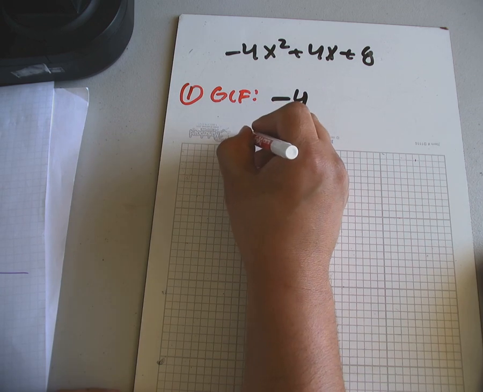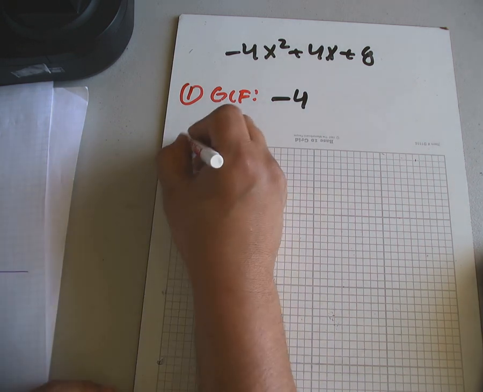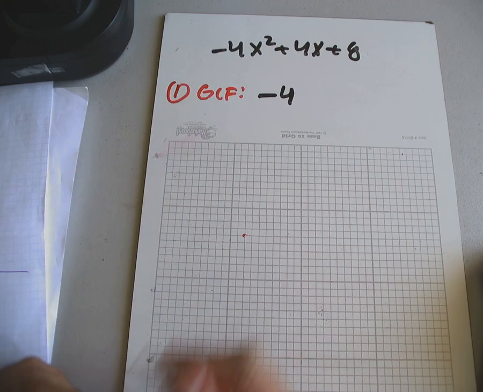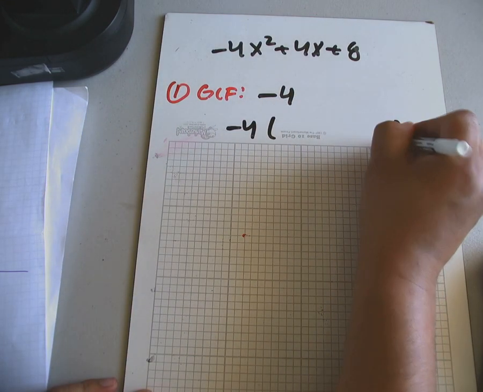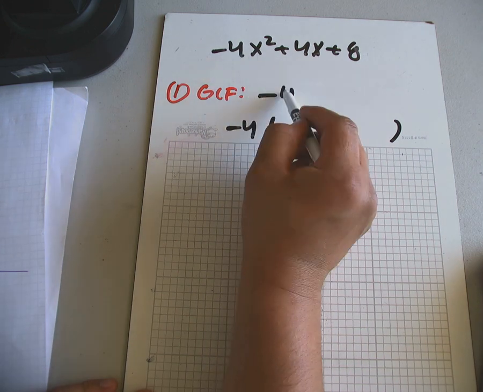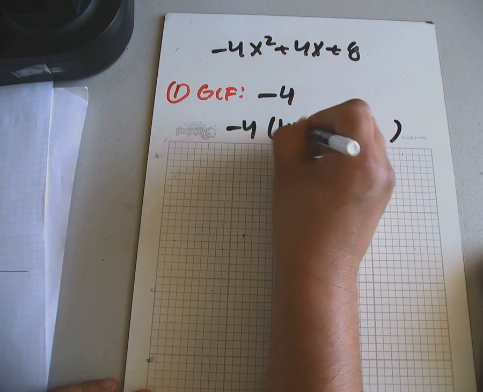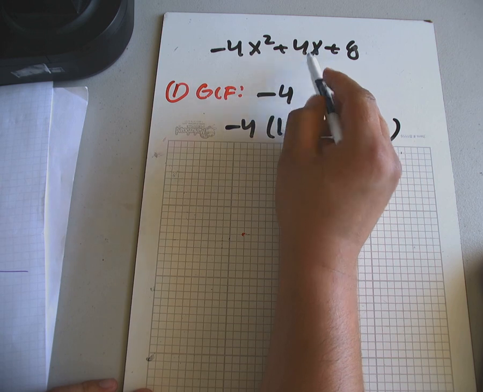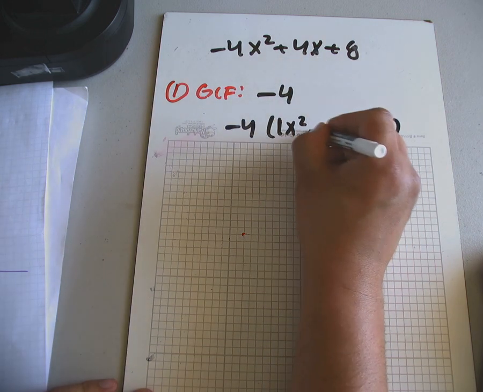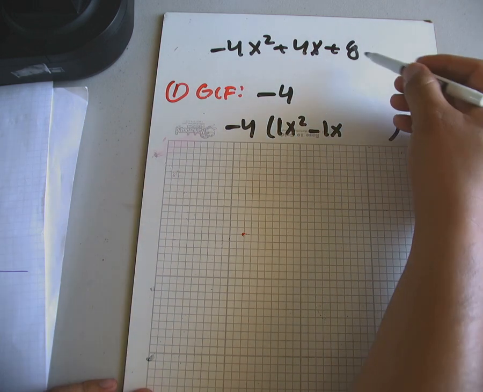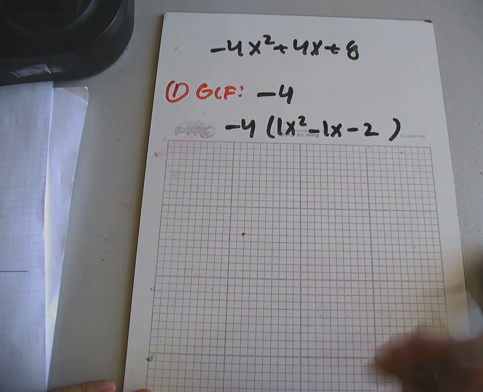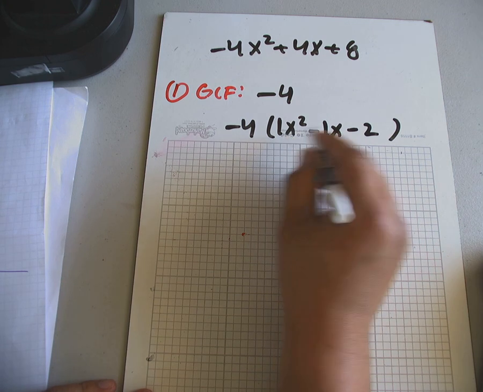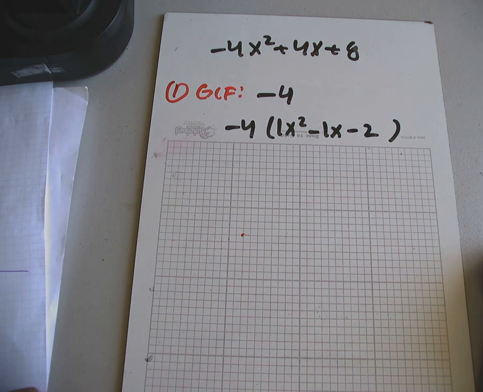So I'm going to have negative 4 parentheses, right? Negative 4 divided by negative 4 is 1, so I'm going to have 1x squared. 4 divided by negative 4 is negative 1, negative 1x, right? And 8 divided by negative 4 is negative 2, right? I'm dividing so we can get these numbers right here. Okay, so there you go.